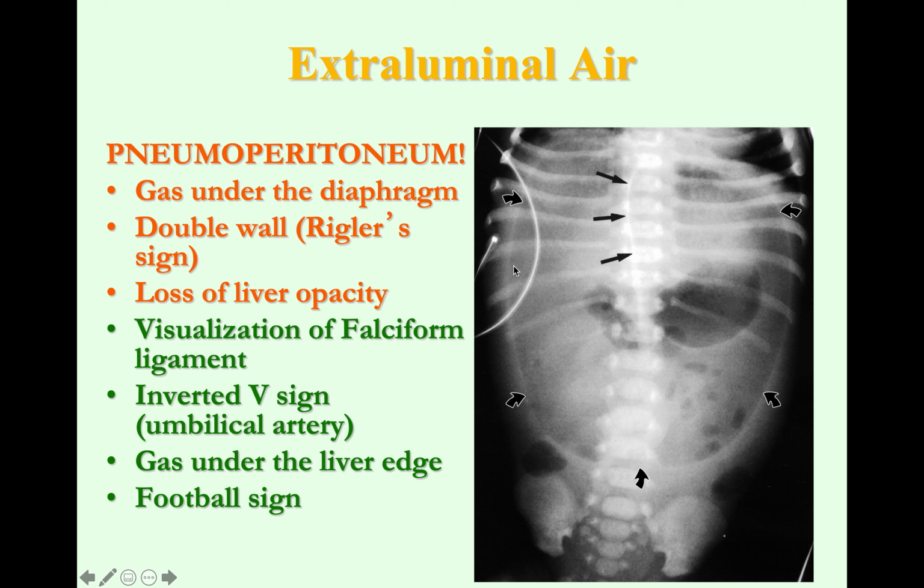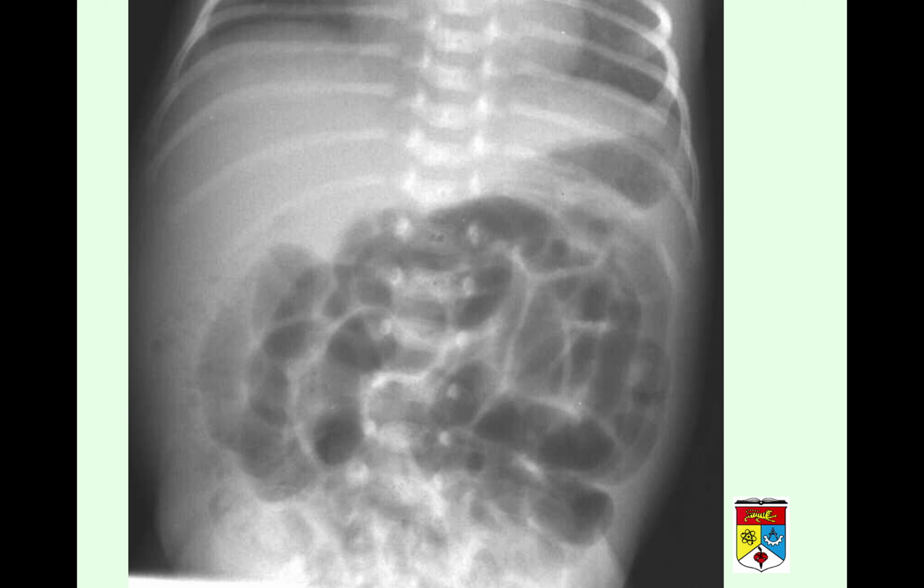And then you will see a loss of liver opacity. This is all normally happening in neonates, because a neonate has a small body build, so whenever a small portion of air is extraluminal, you definitely see it as a very big one, related to body size. Okay, so what about this one?